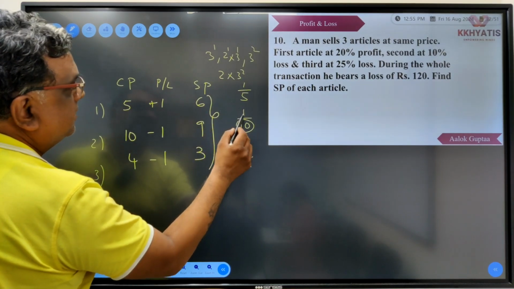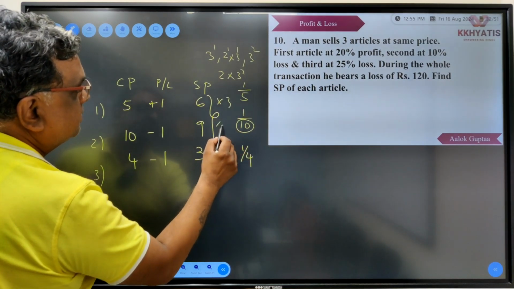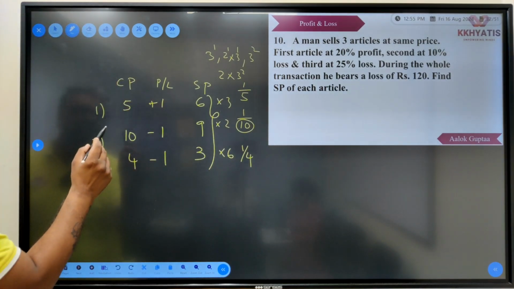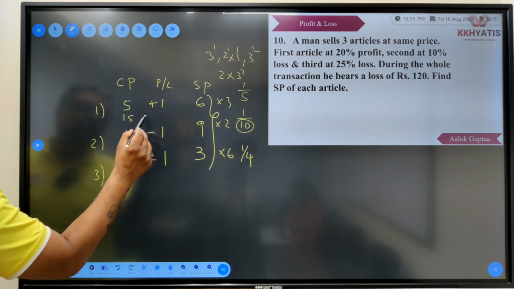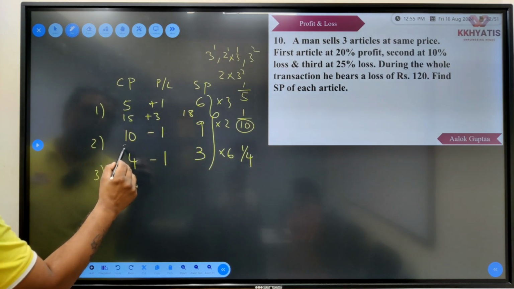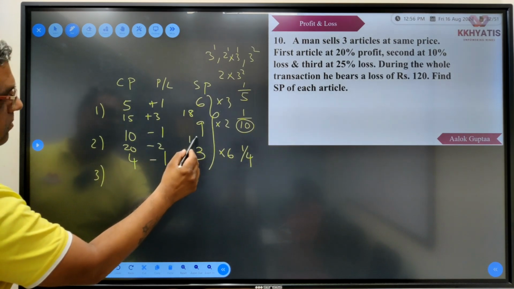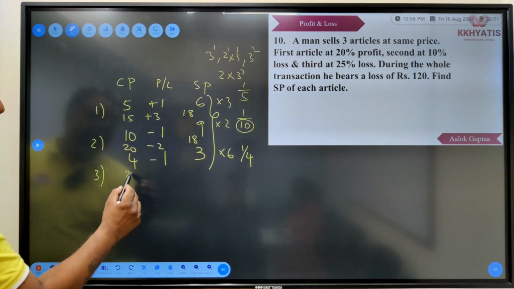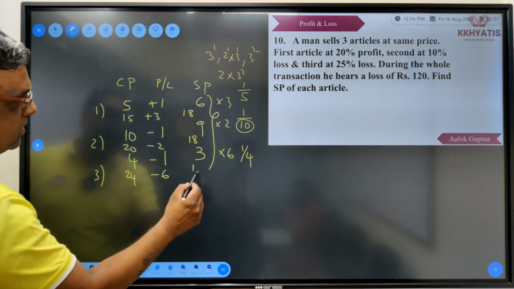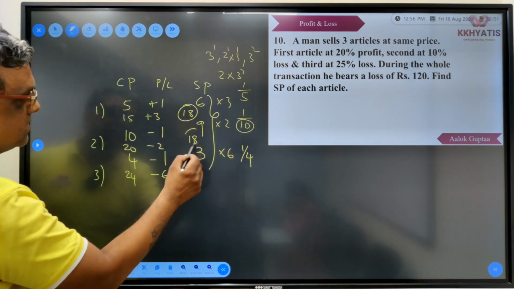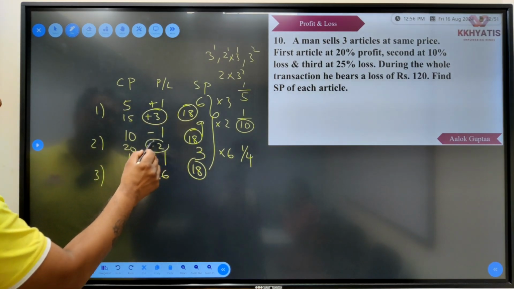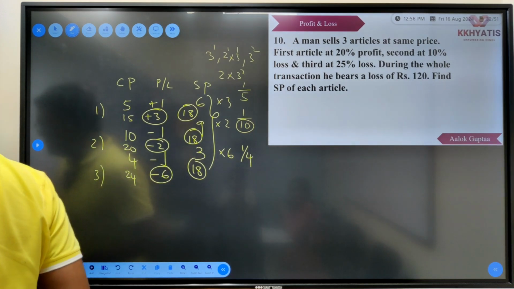So I will multiply this ratio by 3, this by 2, and this by 6. Once I do that, this will become 15, plus 3, 18. This will become 20, minus 2, 18. This will become 24, minus 6, and this will become 18. So I made SP the same in all the cases. So this is my plus 3 profit, 2 loss, and 6 loss.